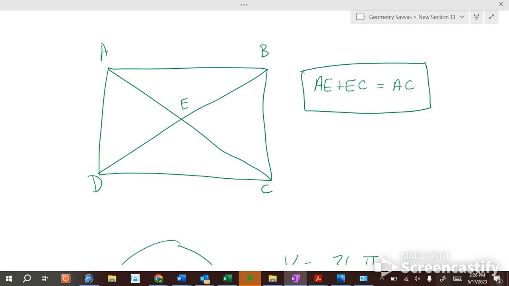So this is why I review with you because there was the angle addition postulate where two angles added up made the whole angle. And this is the segment addition postulate, which is a small segment plus another small segment equals the whole segment. That's the segment addition postulate. Okay.